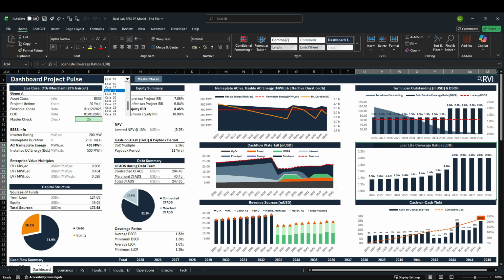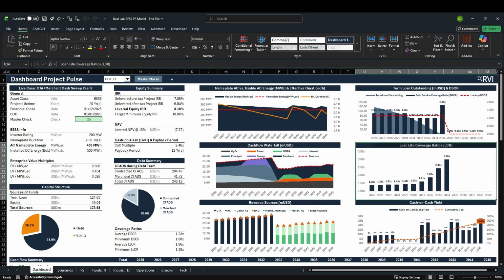Now watch what happens when I switch to the full cash sweep case. Once the sweep kicks in, the loan balance gets paid down faster, and that directly improves LLCR, because when we take the present value of remaining CFADS, we are dividing by much smaller outstanding debt after the sweep has done its job.